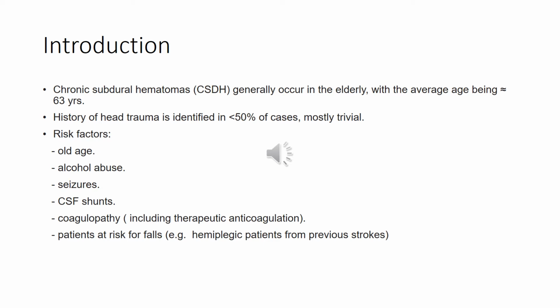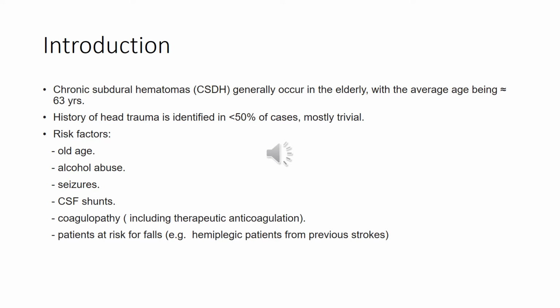Now, what are the risk factors for chronic subdural hematoma? As we said, being an older patient per se is a risk factor. Alcohol abuse, seizures or history of epilepsy, and patients with CSF shunts, either ventriculoperitoneal shunt, ventriculoatrial shunt, or other CSF shunt procedures. If the patient has a coagulopathy, either congenital or from being on anticoagulation. And the last thing is patients who are at risk for falls.